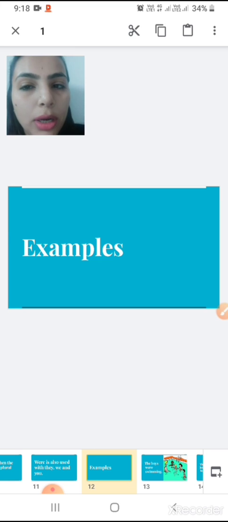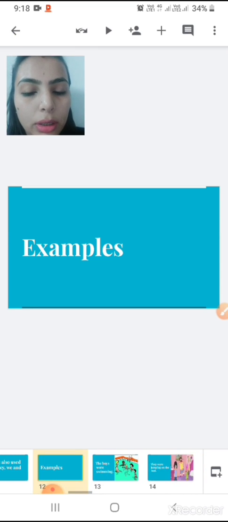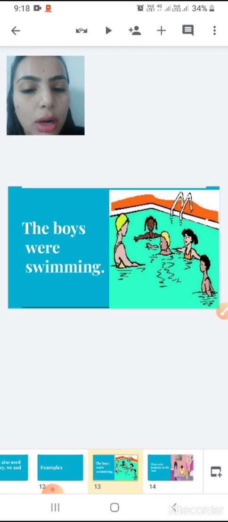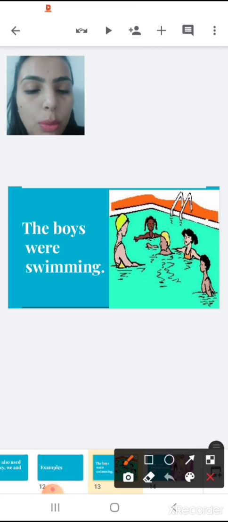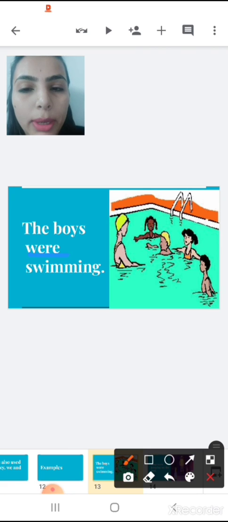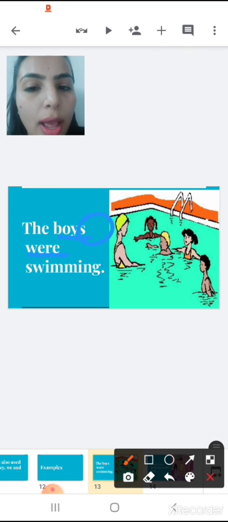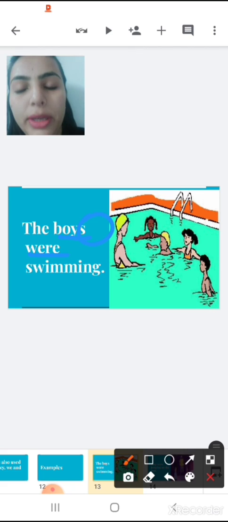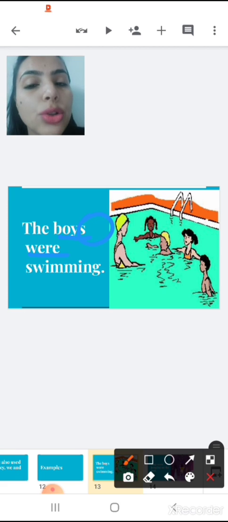See the example of were. The boys were swimming. Here again, were is used for the boys because the S shows that we are talking about so many boys. That means this is a plural, and with plural we use were. Were is telling about the past form, that the boys were swimming.